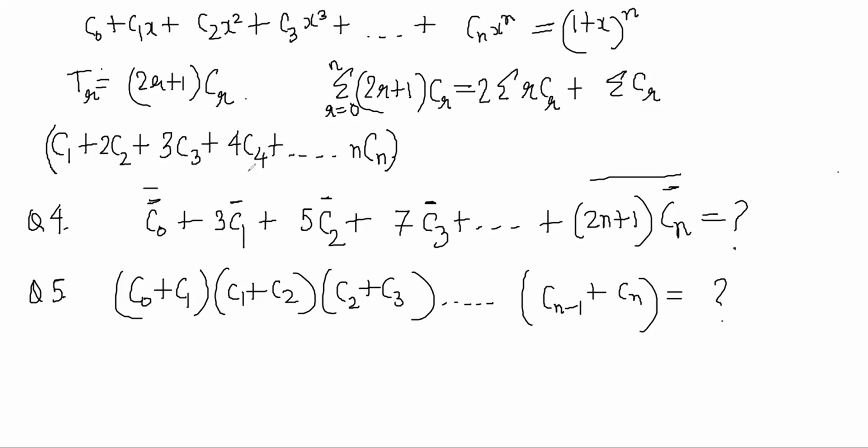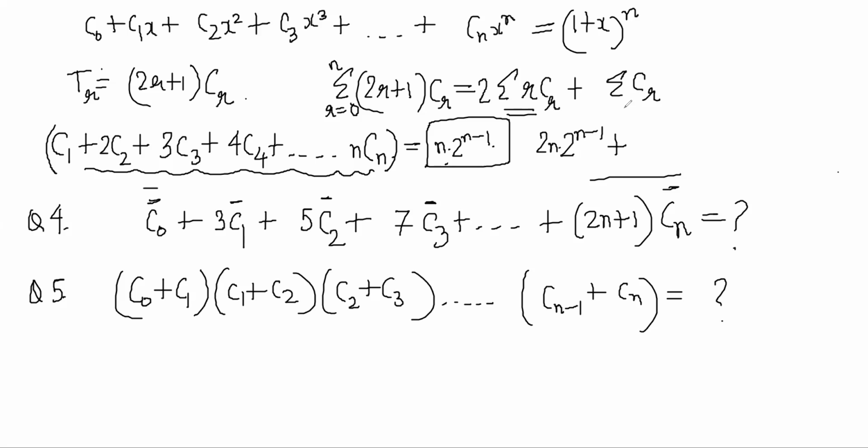Just take a differentiation. So that will become C1 plus 2C2 x and so on. Put x equal to 1 after differentiating. So this is basically n times 2^(n-1). So 2 times that is 2n times 2^(n-1), and the summation of Cr from 0 to n is 2^n. So this is just n times 2^n plus 2^n, so 2^n times (n plus 1), correct?